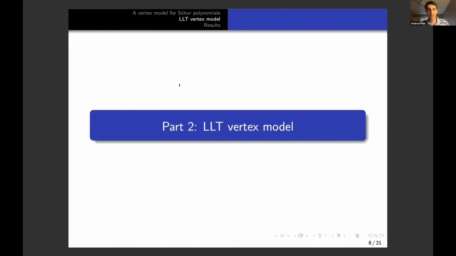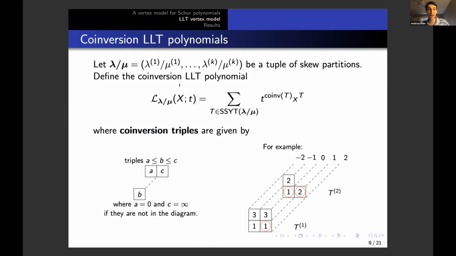And now I'm going to extend this vertex model to LLT polynomials. But before I do that, I should define what LLT polynomials are. So the formula for LLT polynomials looks like the formula for Schur polynomials, but with two differences. One is that I'm defining it for tuples of skew partitions as opposed to just a single skew partition. And the second is that I have this t that I have to worry about.